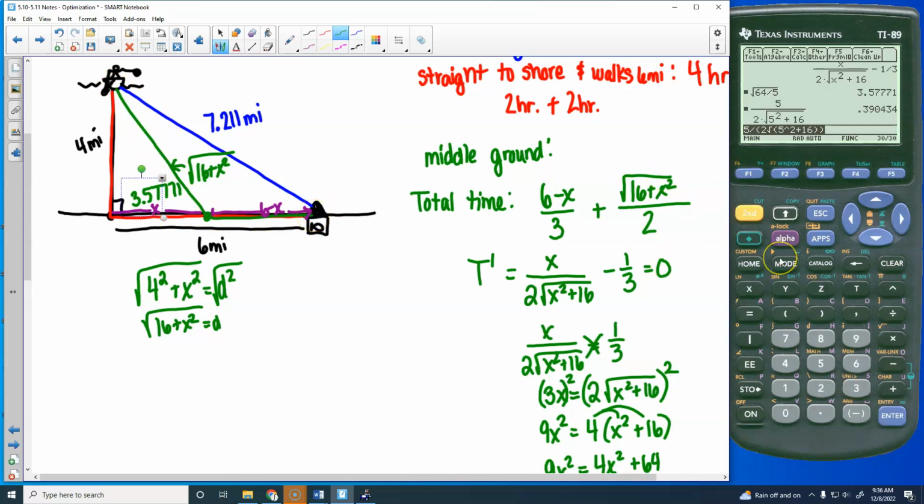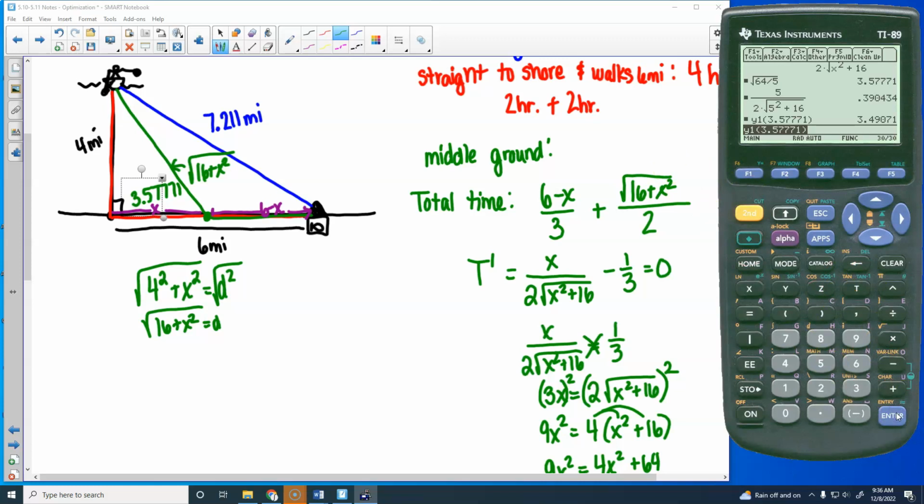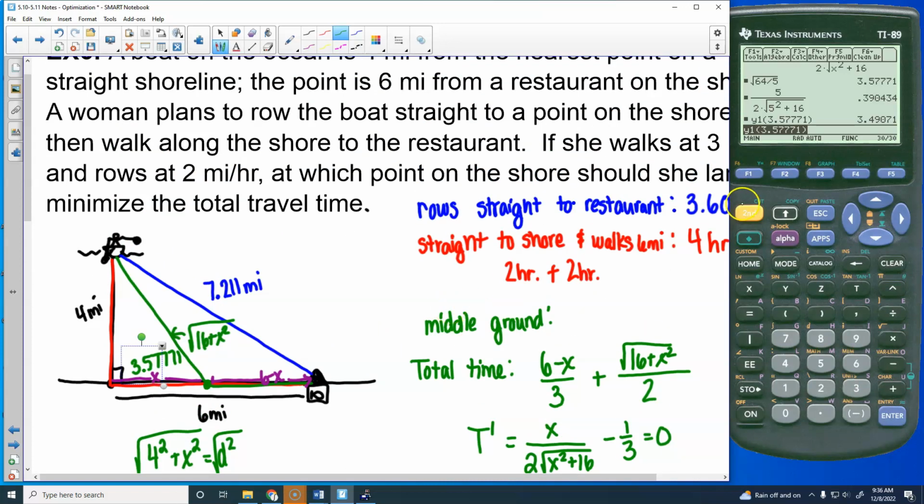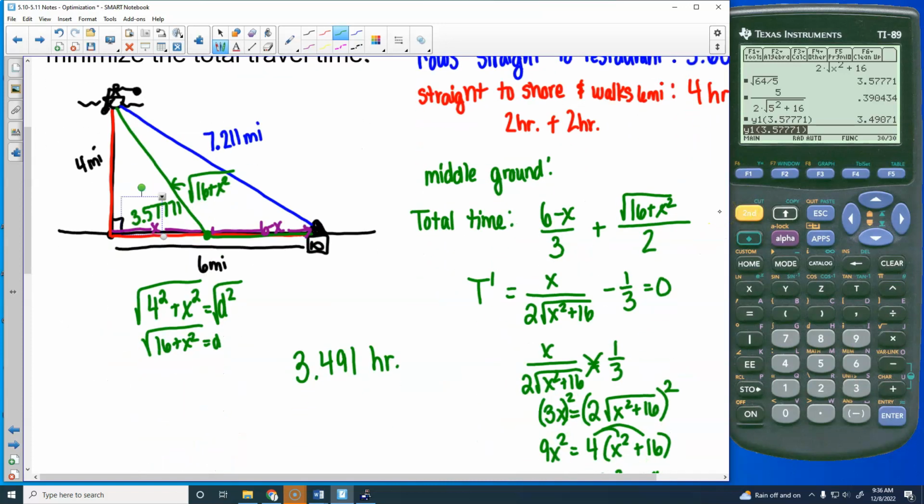If you want to see how much time it would take, since we've already got this plugged in, if you do y1 of 3.57771, because our equation that we typed into y equals was our time equation, then you will see that it takes 3.491 hours. So she saves herself about 0.11 of an hour.